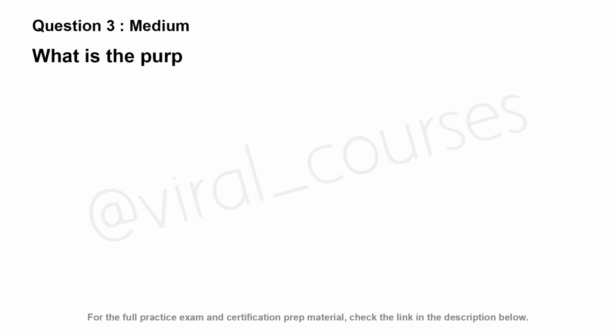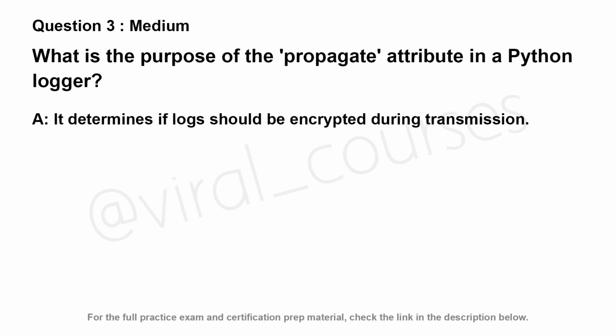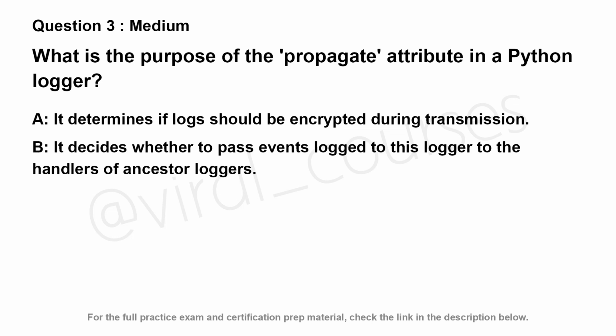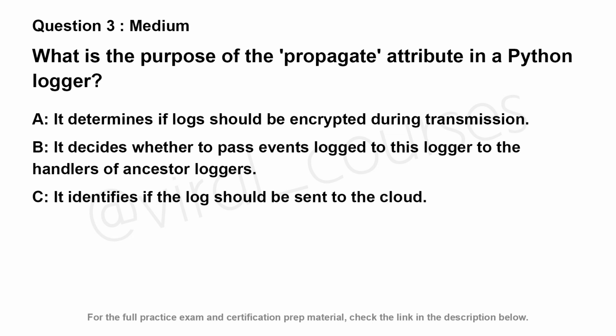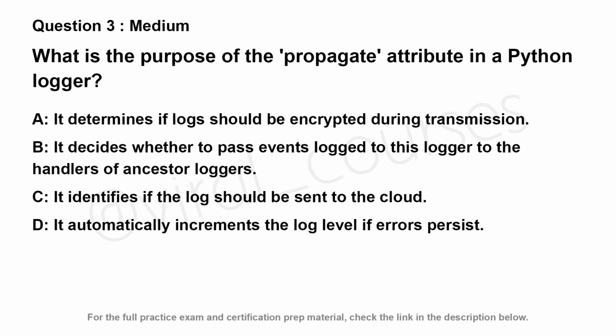What is the purpose of the propagate attribute in a Python logger? Option A. It determines if logs should be encrypted during transmission. Option B. It decides whether to pass events logged to this logger to the handlers of ancestor loggers. Option C. It identifies if the log should be sent to the cloud. Option D. It automatically increments the log level if errors persist.